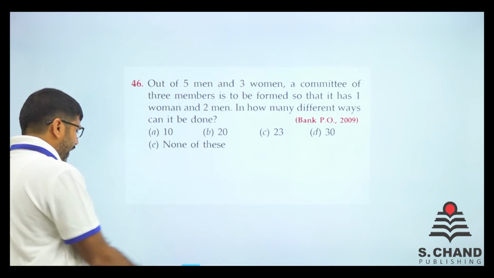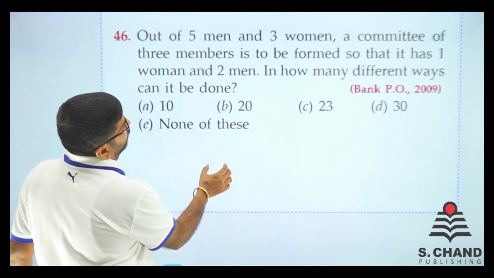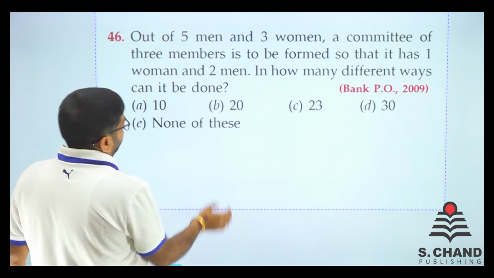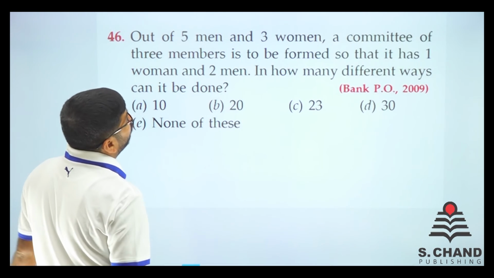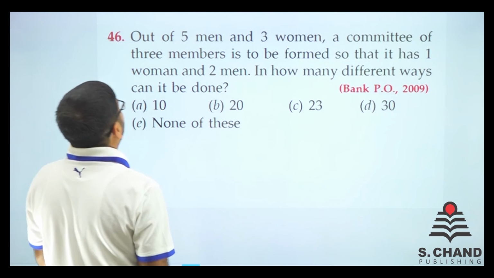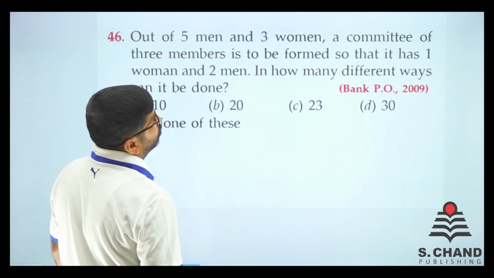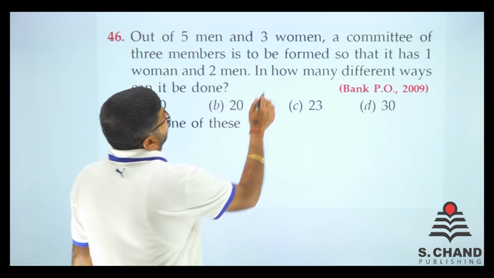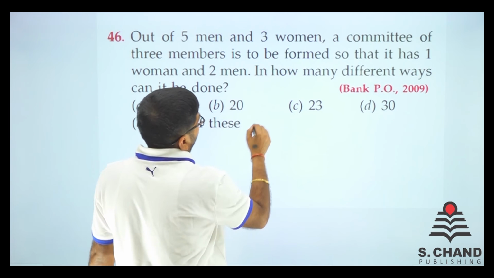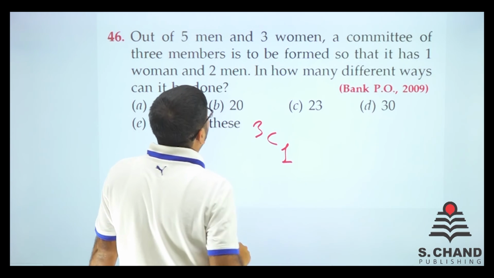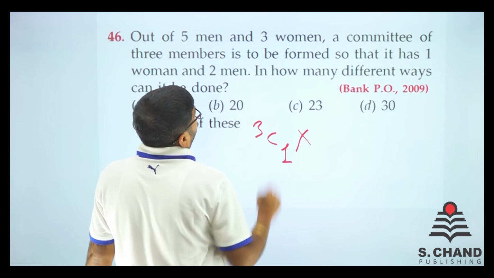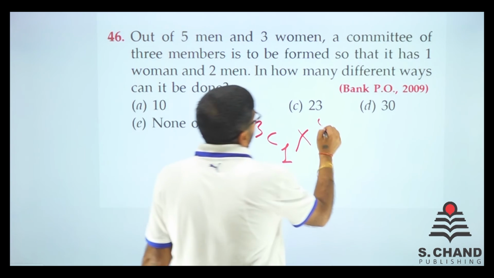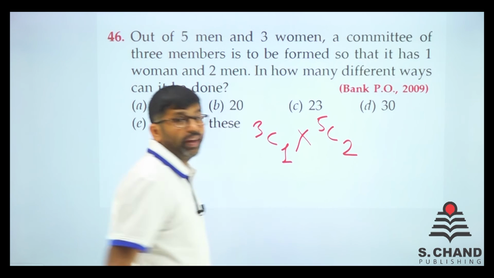Bank PO 2009 question number 46. Okay, we have to find out what? 5 men and 3 women. A committee of 3 members is to be taken so that it has 1 woman and 2 men. So for 1 woman, 3C1, and 5C2 is for the men, since there are 5 men.